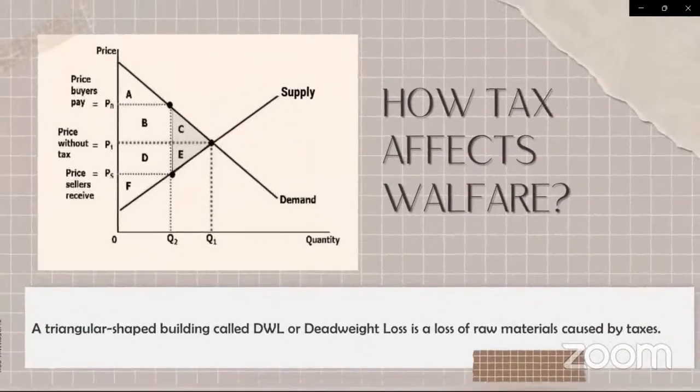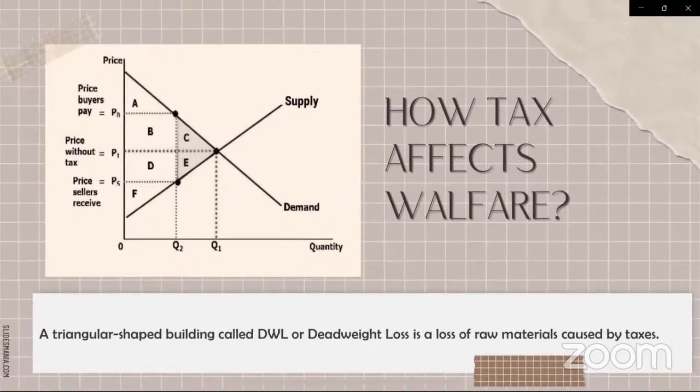From this graph, we can see a triangular shape called DWL, or deadweight loss, which is a loss caused by tax. From this curve, we know that Q1 is the quantity before the tax is applied, and Q2 is the quantity after the tax is applied. The price buyers pay is known as PB, the price without tax is known as PE, and the price sellers receive is known as PS.